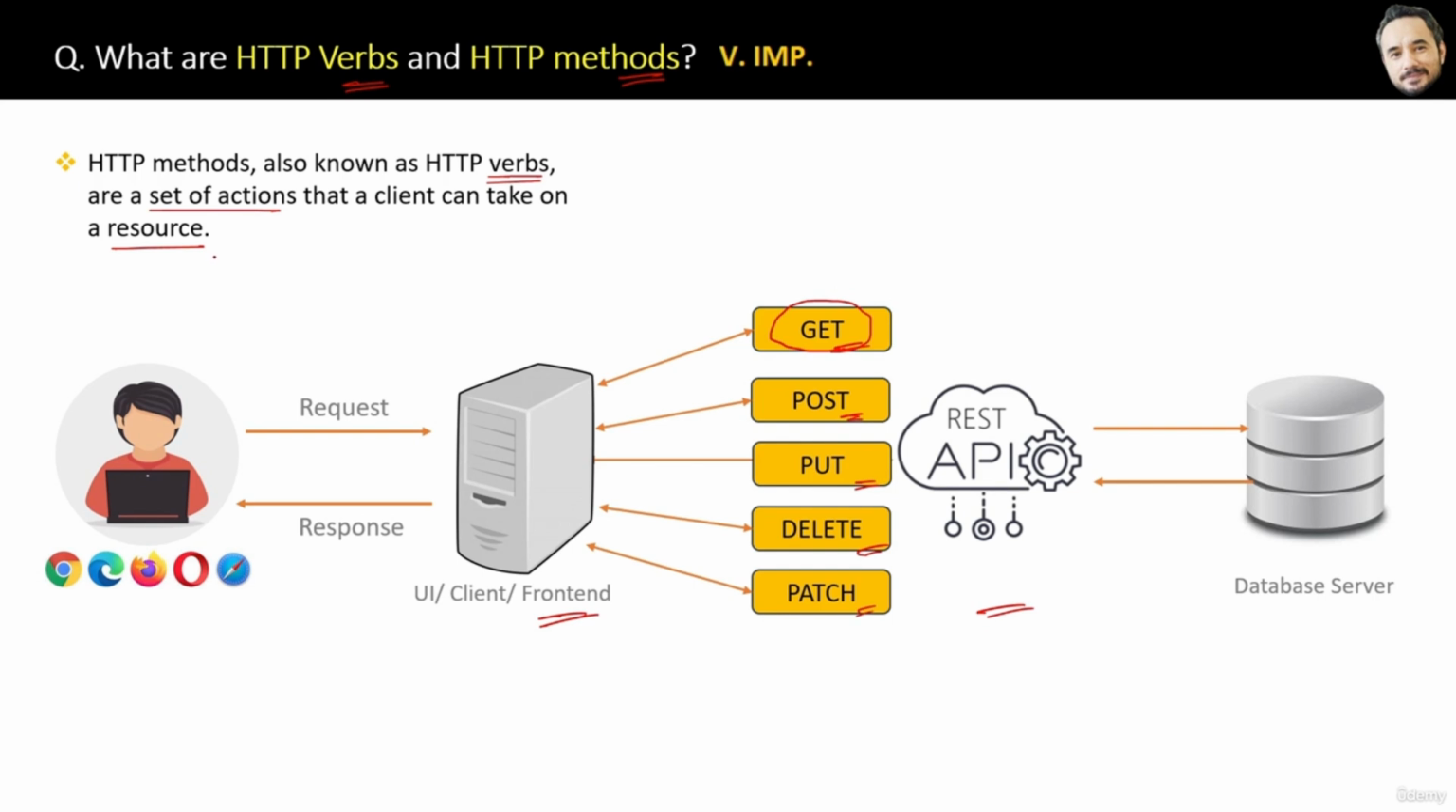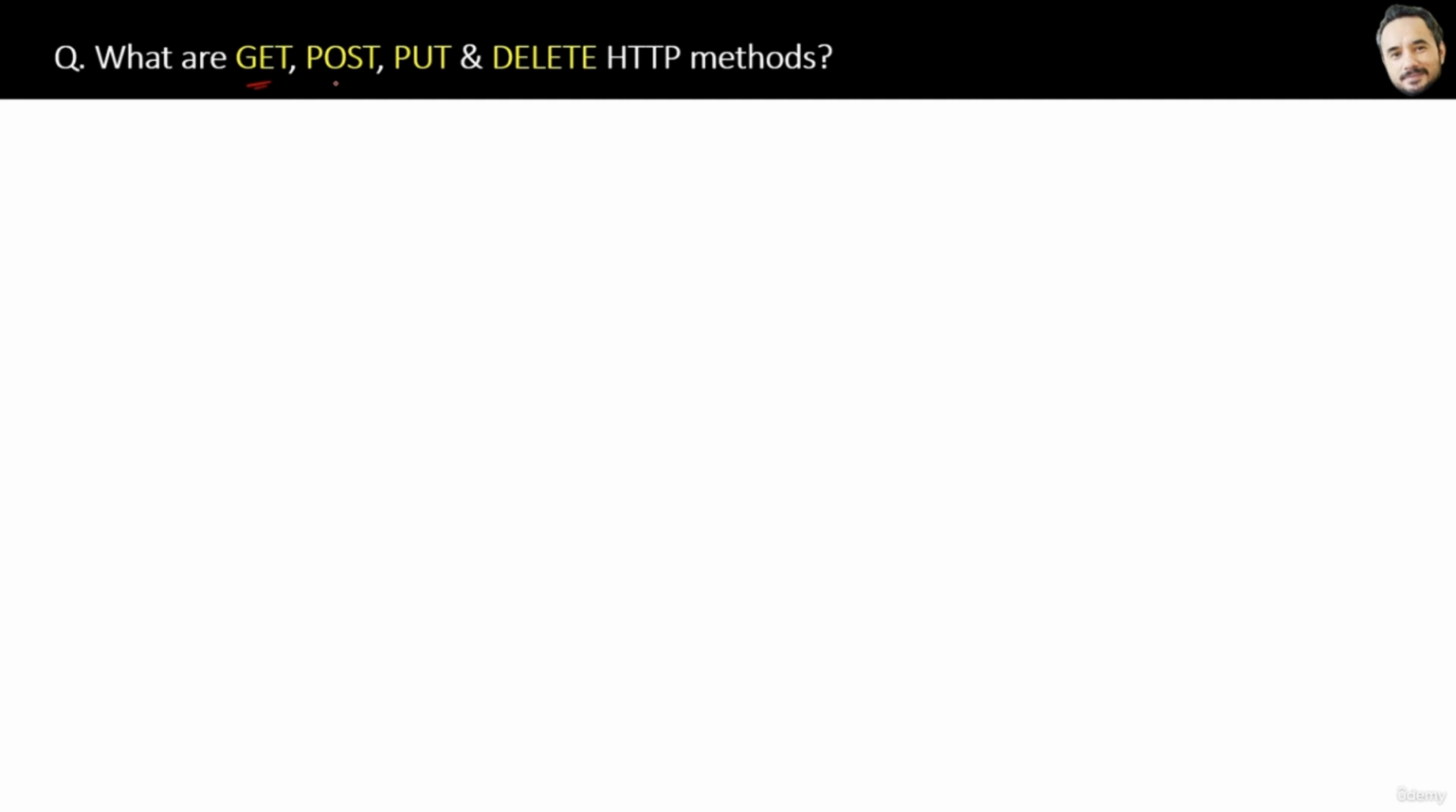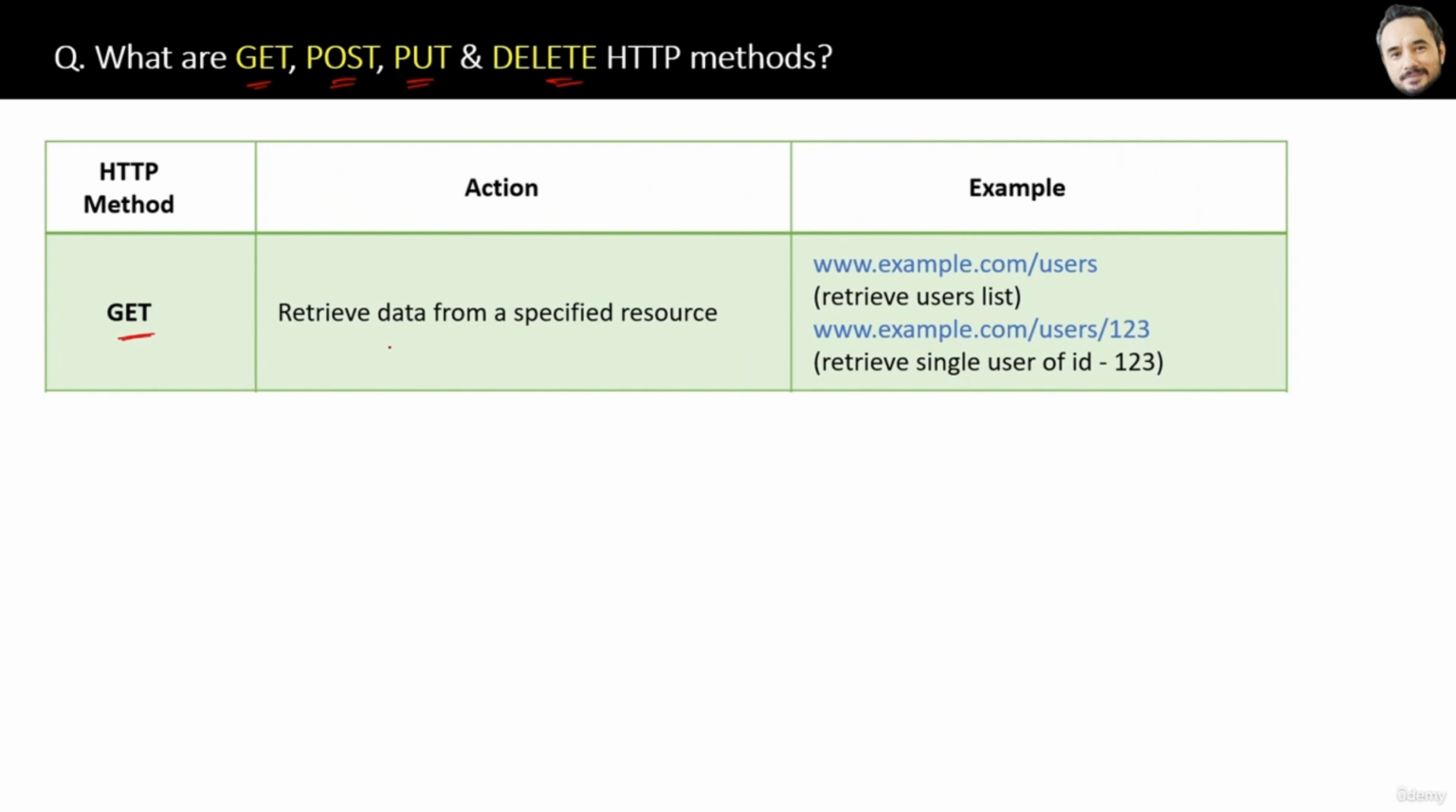What are the GET, POST, PUT, and DELETE HTTP methods? Let's quickly see all these methods with the definitions and examples. The first one is the GET method, which is used to retrieve data from a specified resource. For example, if this is the HTTP request URL and the HTTP request method is GET here, then a list of all the users will be retrieved from the REST API as a response.